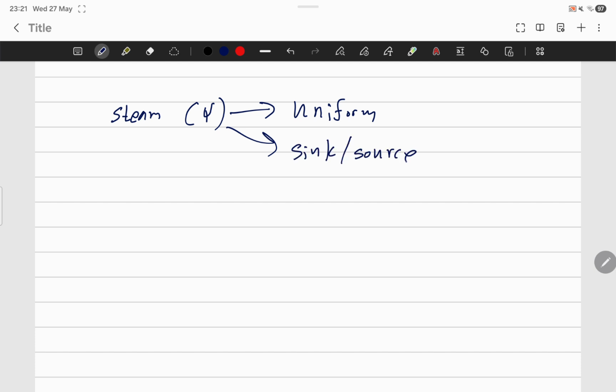In this video I'm going to derive stream functions, which is this for uniform flow, then for sink or source, then I'm going to prove this for vortex. So I'm going to derive stream functions for these conditions.